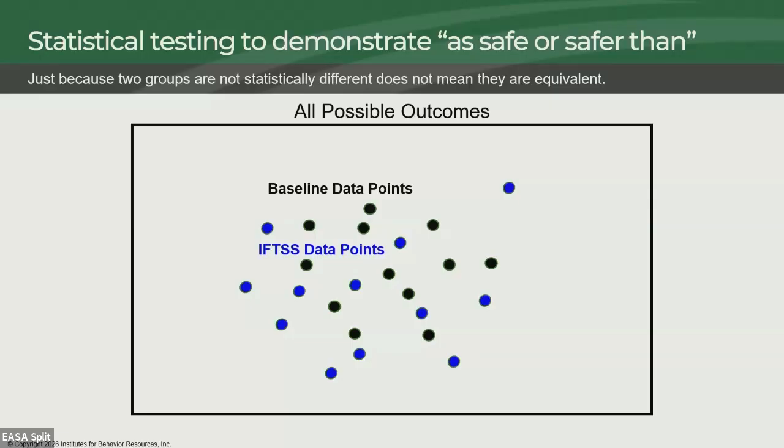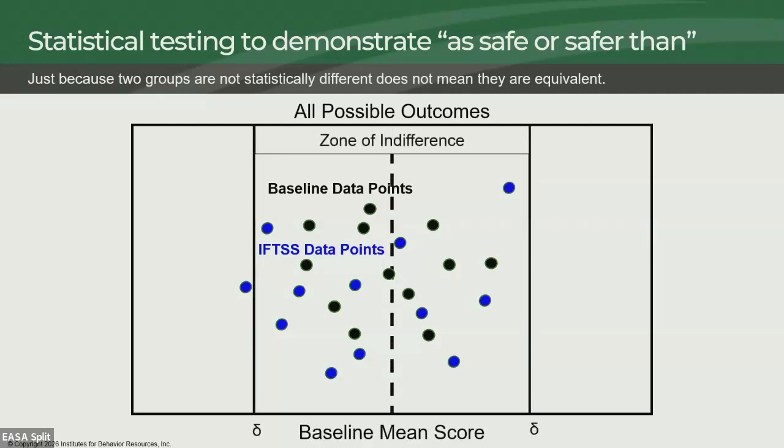Those blue dots aren't completely in line with the black dots, but you wouldn't expect them to be. Everyone's different. How do we show that they're close enough? And that's where the first thing we do is we treat the mean score from those baseline data set as the 0 point. And then there's a bracket on either side where that is the range within that delta. It's considered the zone of indifference.